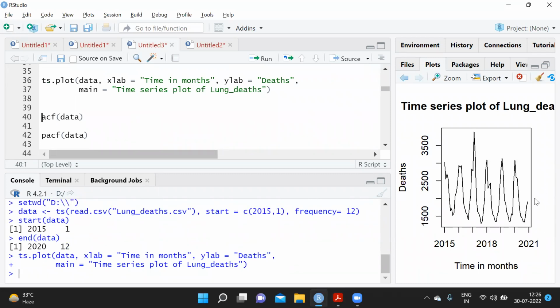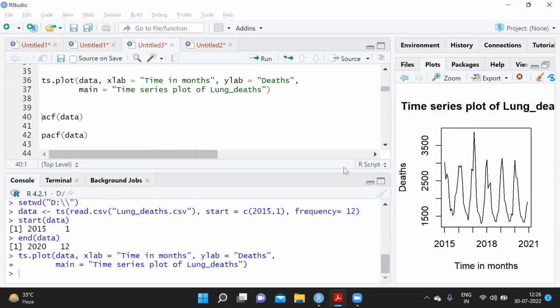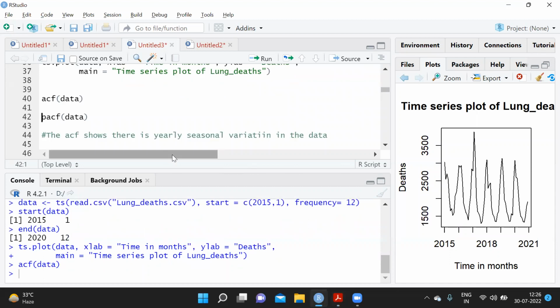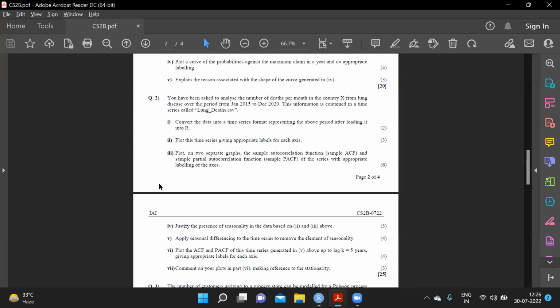It's an additive time series. Next, plot on 2 separate graphs the sample autocorrelation function and sample partial autocorrelation function of the series, with appropriate labeling of the axes. So acf of data and pacf of data, and you can label the axes accordingly.